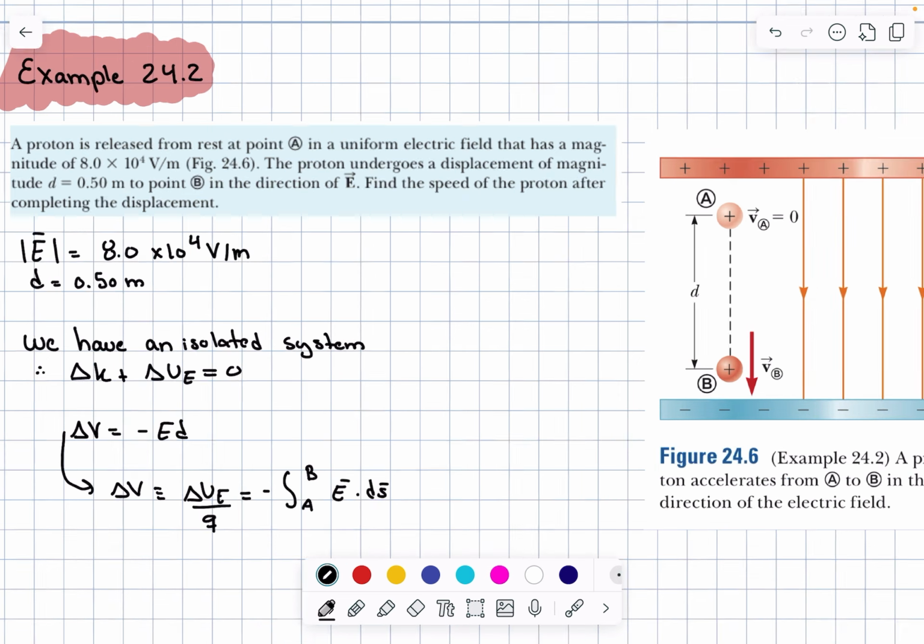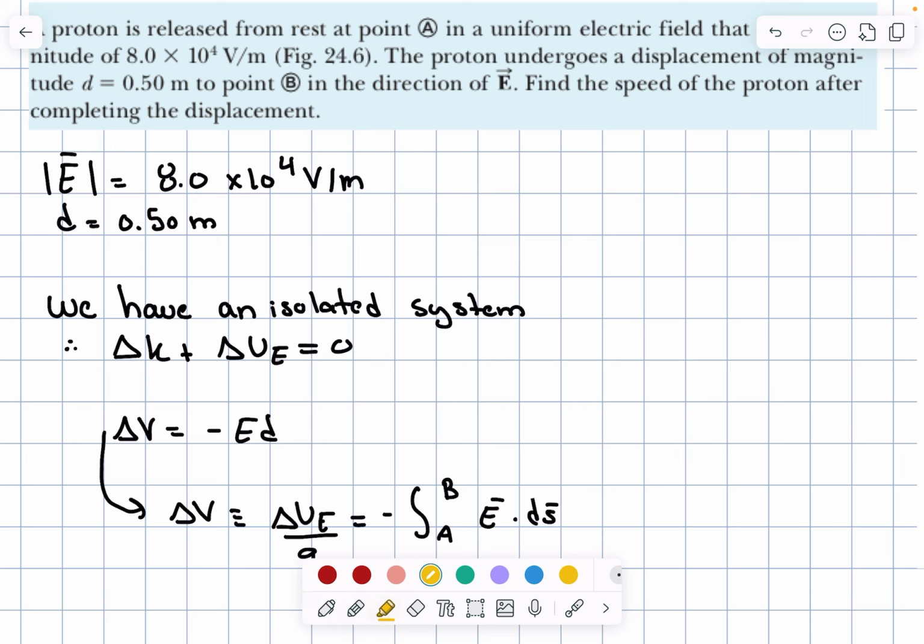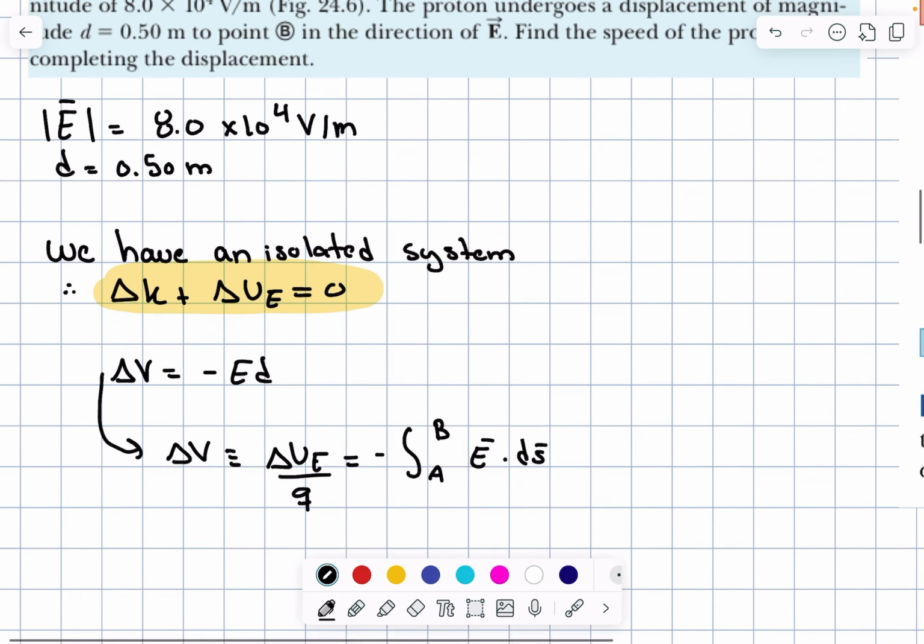Something that you should hopefully remember from Phys 204 is this equation here. This is for an isolated system. It means the total change in kinetic energy plus the total change in potential energy is equal to 0, right? So that means that our loss of potential energy gets translated to a gain in kinetic energy. The equation that you're going to use in this type of system, where we have a uniform electric field, is going to be this one.